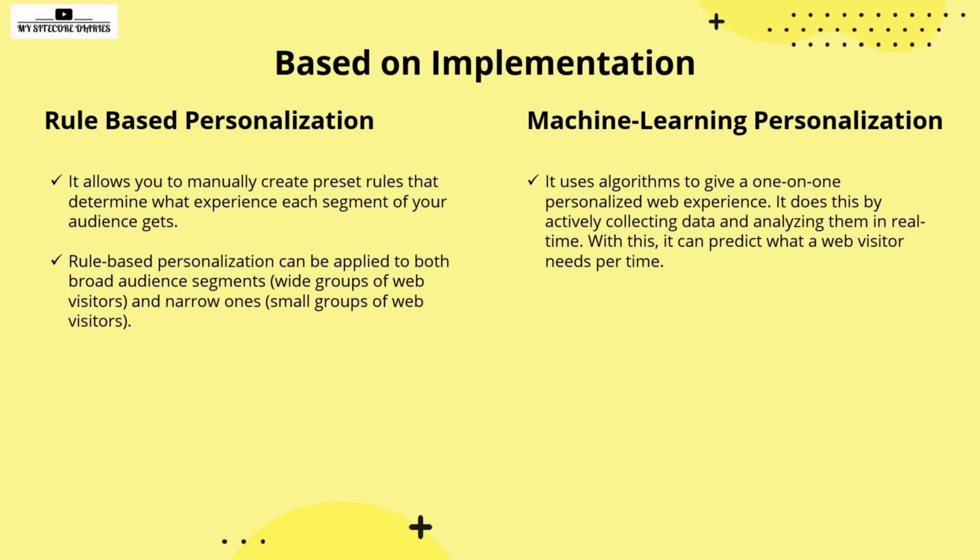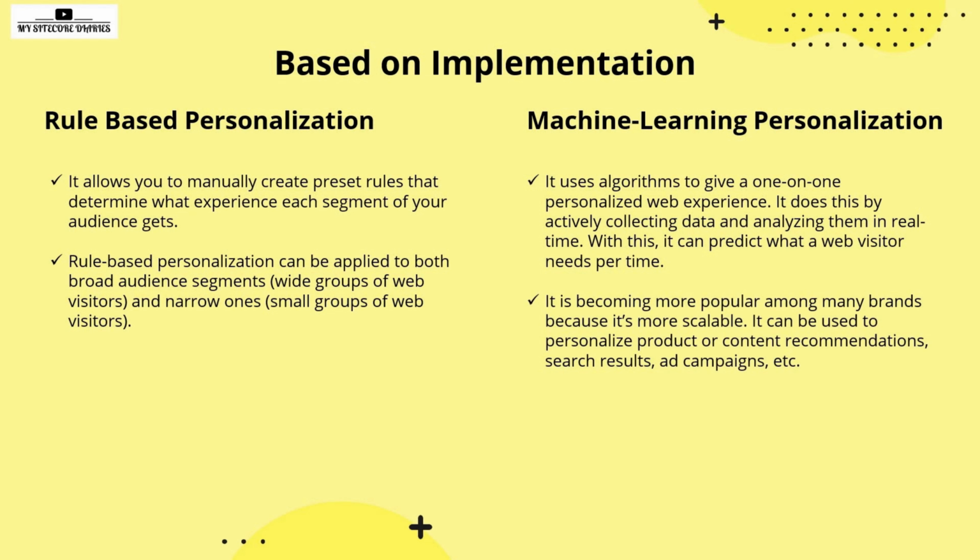Rule-based personalization can be applied to both broad audience segments, a wide group of web visitors, and narrow ones. Okay, and machine learning is basically for individuals, so it is becoming more popular among many brands because it's more scalable. It can be used to personalize product or content recommendations, search results, ad campaigns, etc.